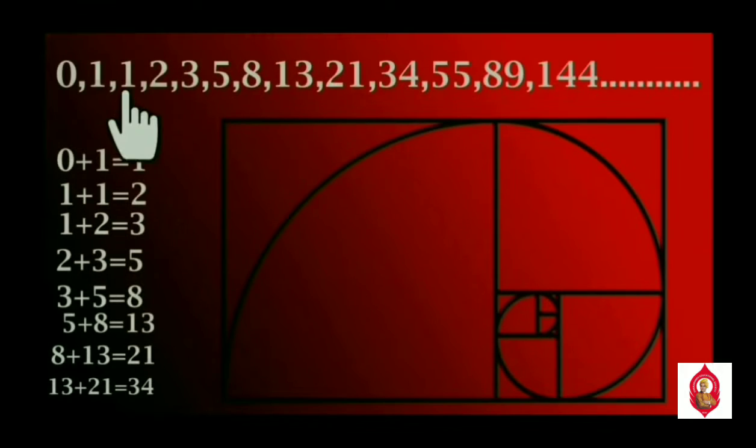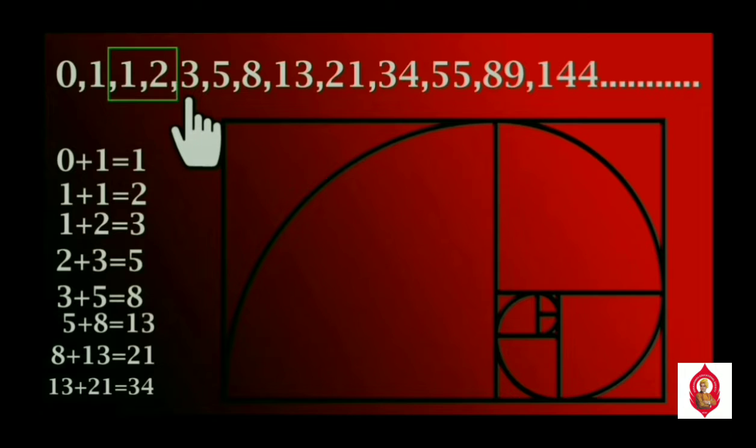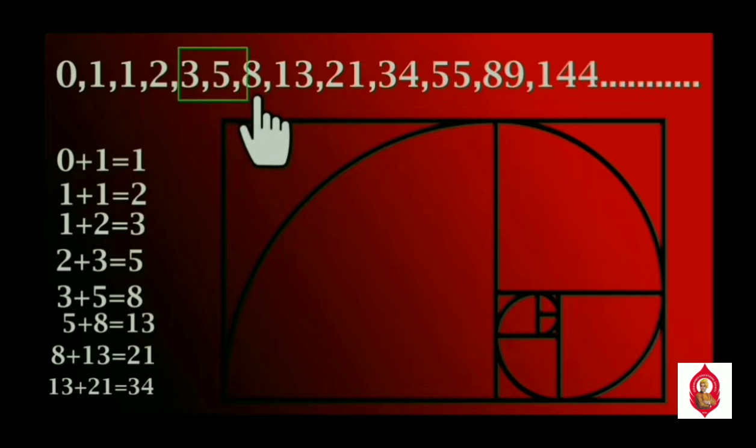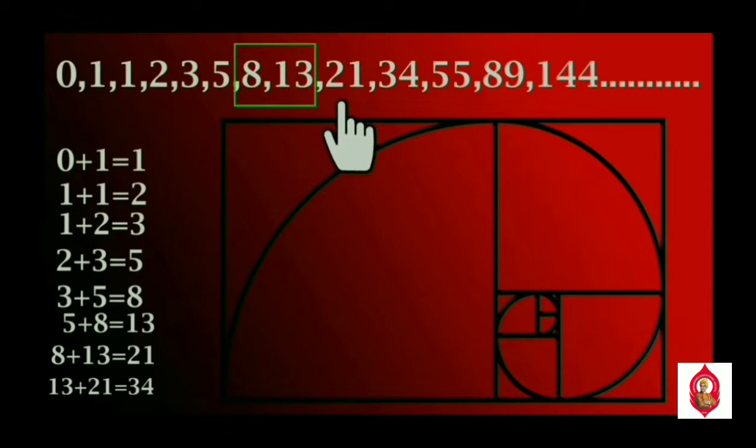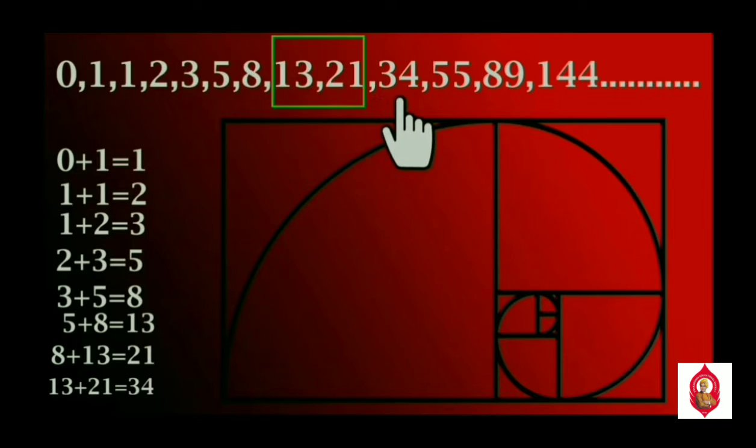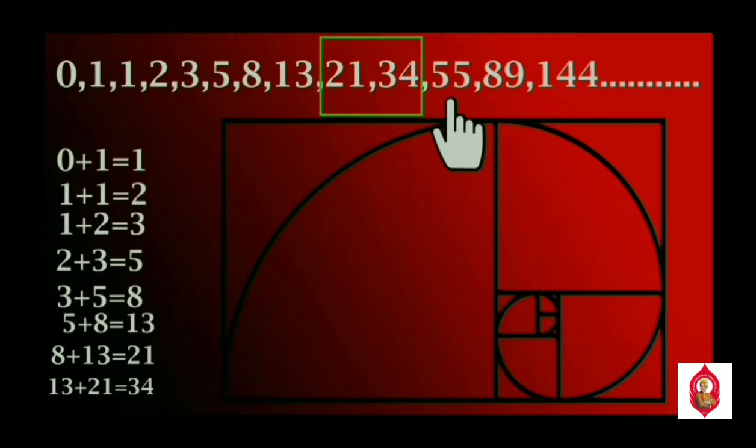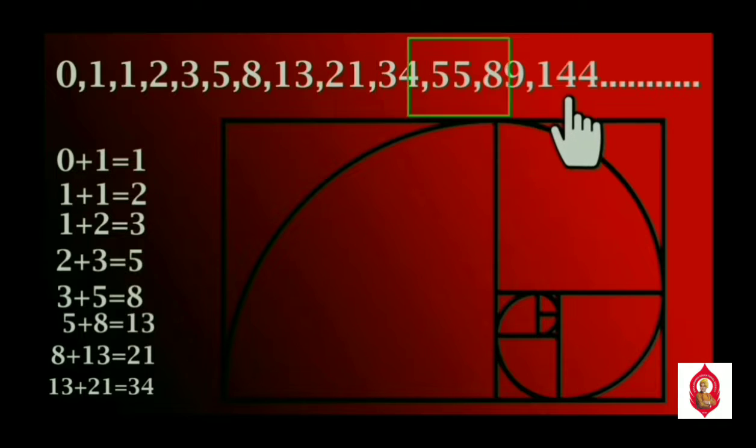Adding these two numbers, the next number of the sequence would come. Like adding every two consecutive numbers, the next number appears in the sequence. For example, 0 plus 1 equals 1, 1 plus 1 equals 2, 2 plus 1 equals 3, 3 plus 2 equals 5, 5 plus 3 equals 8, and so on. This is how the sequence forms.